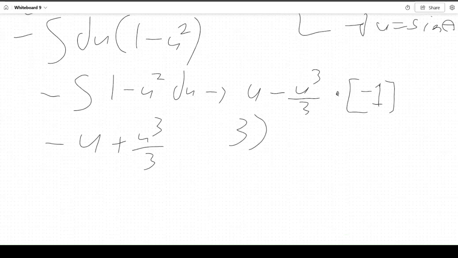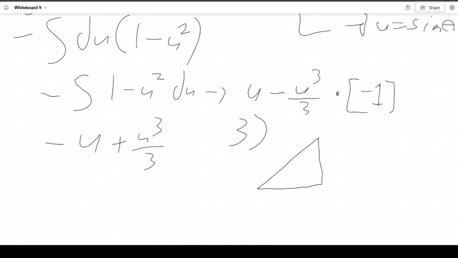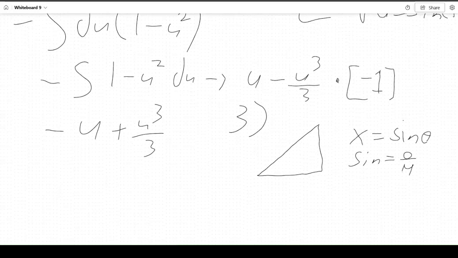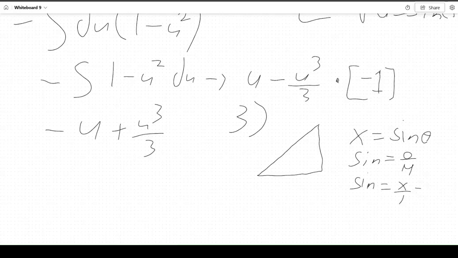And now we have to do something very different. When you're doing trigonometric substitution, you always have to sketch a right triangle. And we have to refer back to the x. So our x was originally sine theta. And as you can see here, sine is equal to opposite over hypotenuse. And we have sine is equal to x over 1, which is the opposite over hypotenuse. So this is the right triangle.